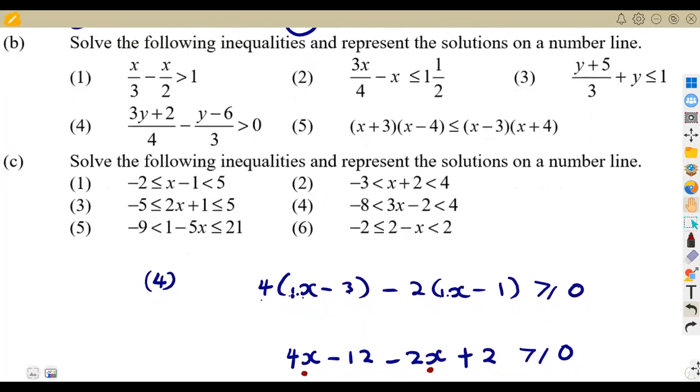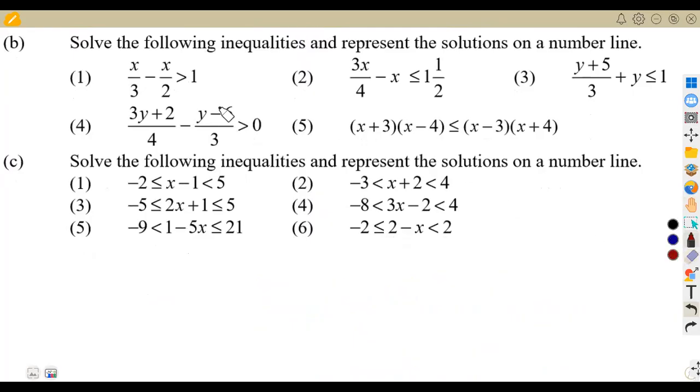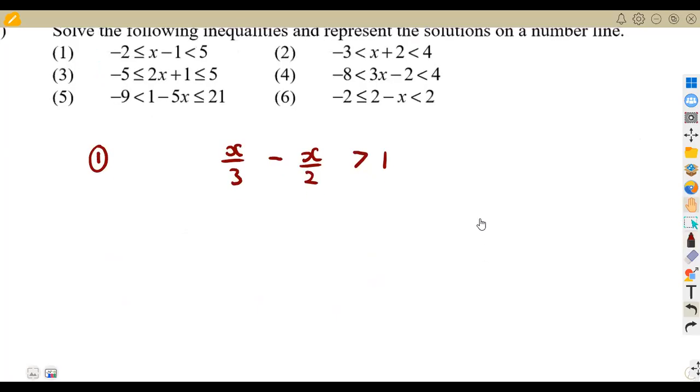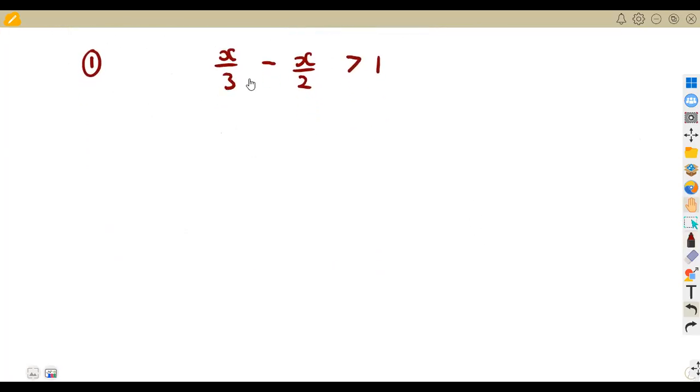So on B, we are given again to solve the inequalities, just like the previous case. We are still solving the inequalities and representing the solution on a number line. But the difference is that we've got brackets and we've got fractions and this and that. So we talked about the issue of fractions. Again, it is the same thing that you're supposed to do. The same way that you work with equations. All right, let's do this. This is x over 2 is greater than 1. Okay, this is what you have. x over 3 minus x over 2 is greater than.